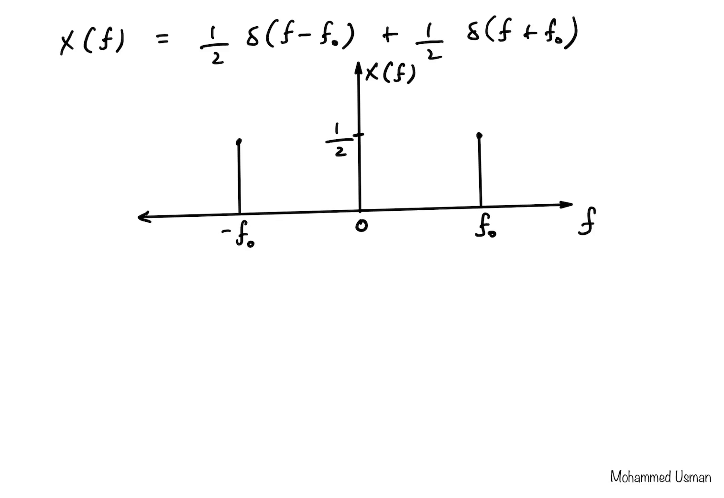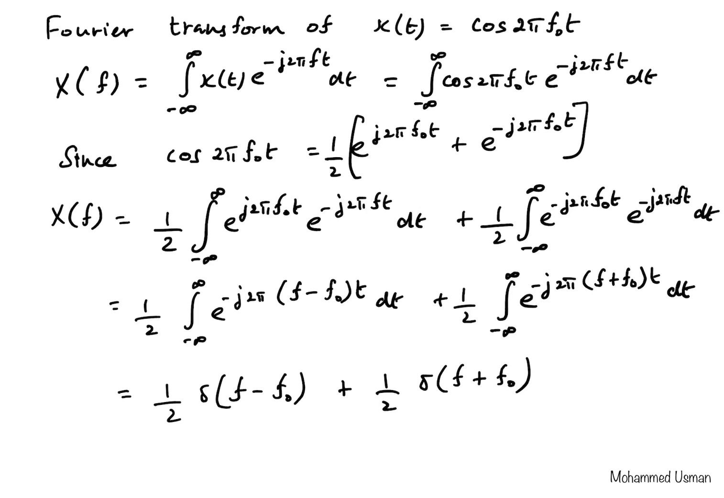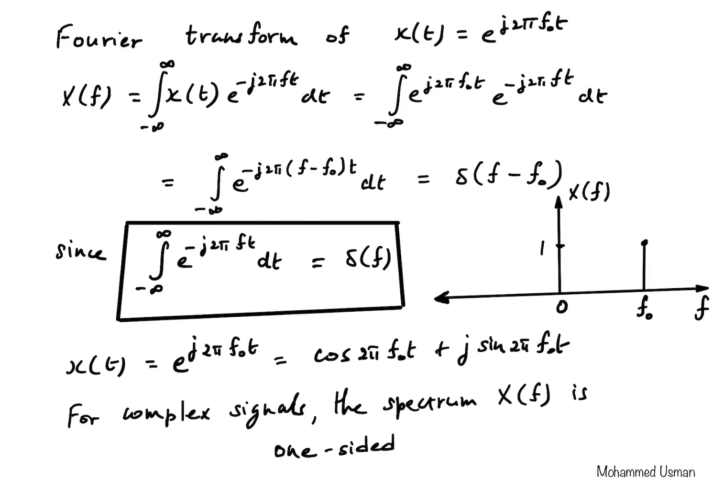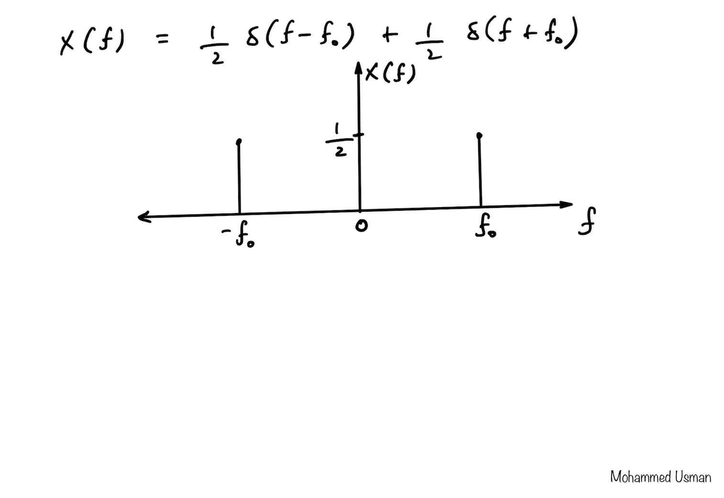But the important thing that I need to highlight here is that for complex signals, the spectrum is going to be one-sided, and for real signals, the spectrum will be two-sided. So the moment you see the spectrum, and you notice that the spectrum is two-sided, that means the corresponding signal is a real signal. And if the spectrum is one-sided, then the corresponding signal is a complex signal.